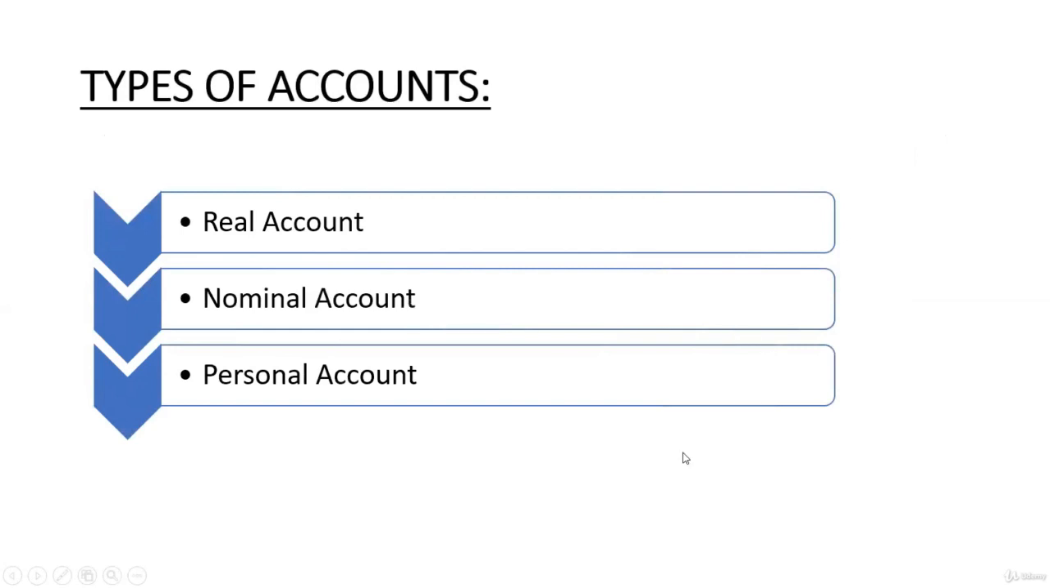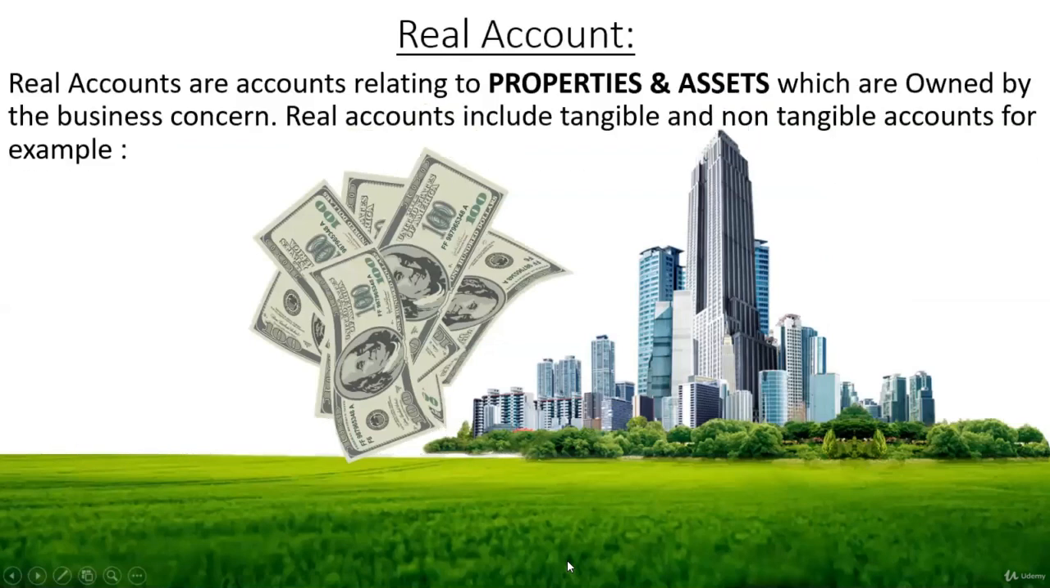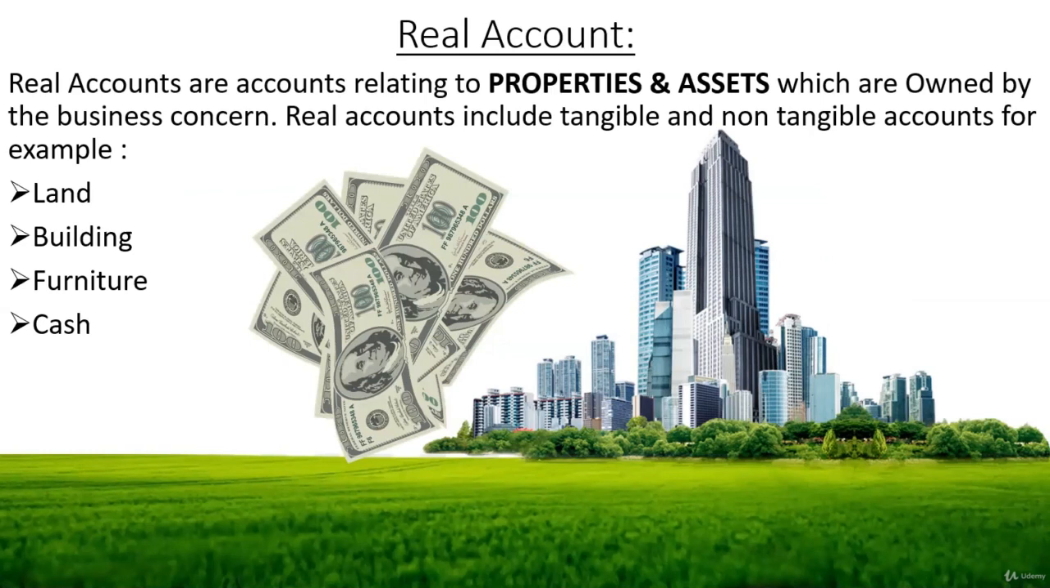Now we'll be understanding the types of accounts. In accounting, we have three types of accounts: real account, nominal account, and personal account. Real accounts are those accounts that directly relate to the properties or assets of a business concern. Real accounts include tangible and intangible accounts. Tangible means those assets which we can touch, like land, building, furniture, cash, and intangible assets like the goodwill of a company. We cannot touch the goodwill of the company, but we can calculate an amount on the basis of goodwill. We can pay someone. So these are the real accounts.